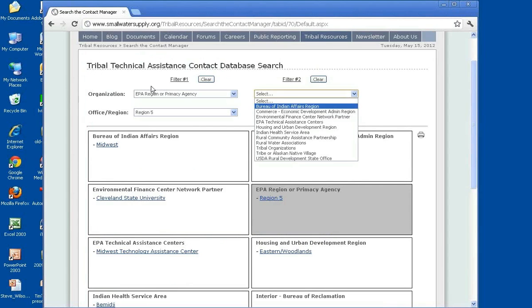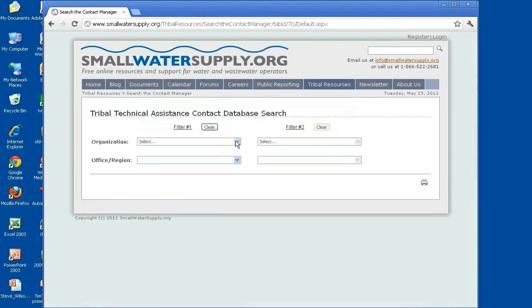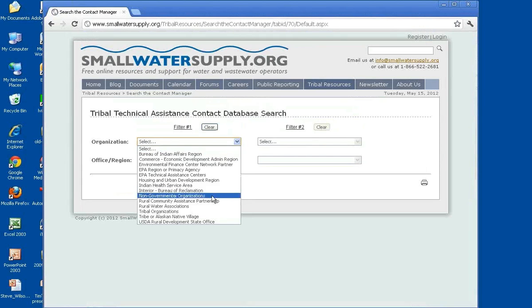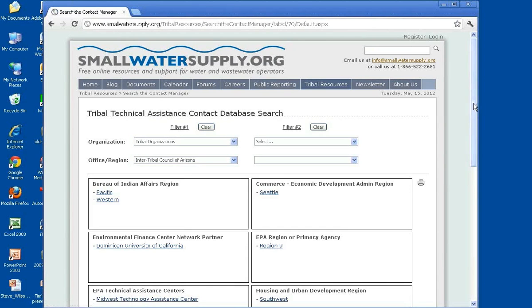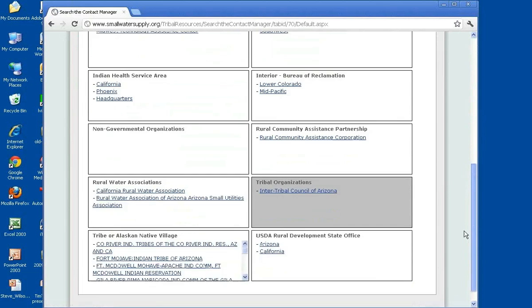Let me clear this real quick. But it also does serve, for instance, if we look at tribal organizations, these are the tribal organizations that we know of. Some of these were given to us by Indian Health Service and US EPA. Others we found ourselves on the web. But the idea here is if anyone knows of other tribal organizations that are supporting water and wastewater operators at given tribes, then let us know. And you can see some of these organizations serve a lot of area.